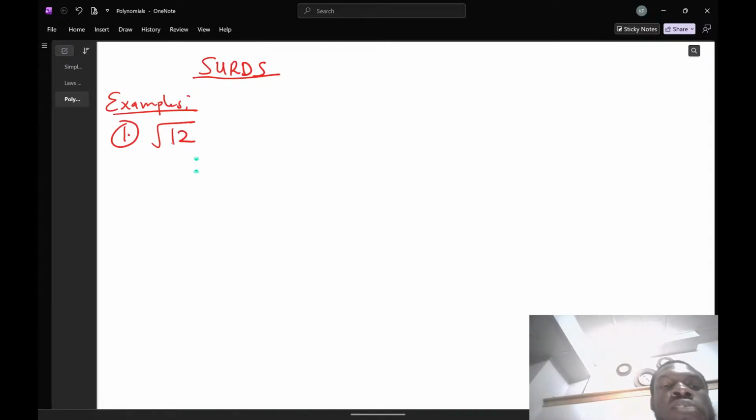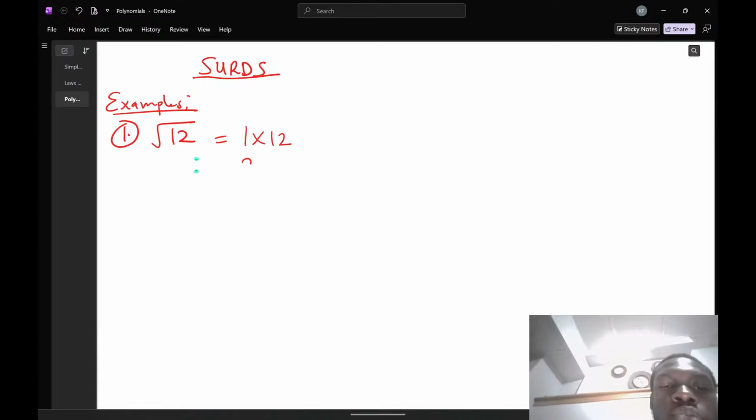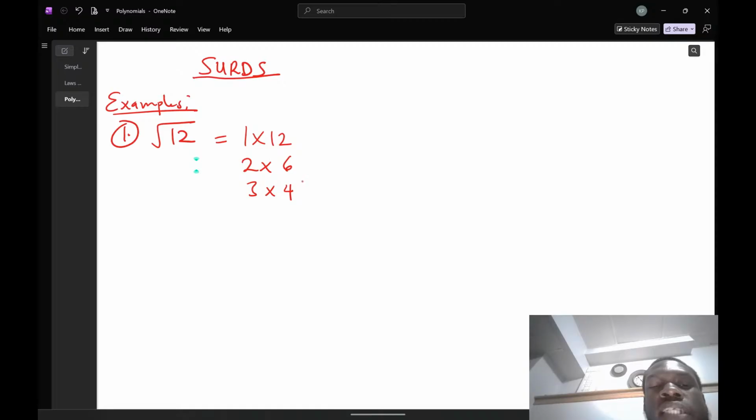For root 12, there are different factors. 1 times 12 will give me root 12. 2 times 6 will give me root 12. 3 times 4 will give me root 12. I think that's all. But if I put 1 times 12, I wouldn't see anything. 1 is a standard number. Anybody can get the square root of 1. The square root of 1 is 1, but that's not what we're looking for.